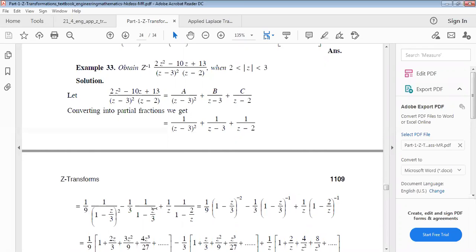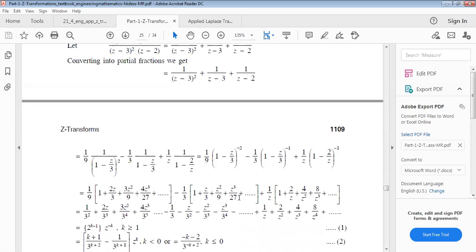Now from the second one, minus, we have to take 3 common also. But for the third one, 2 is less than |z|, right? So which is bigger? z is bigger, so we have to take z common here. Understand? Now making it inverse, to the power minus 2, this to the power minus 1, this to the power minus 1. Making every term inverse, we get three polynomials: this is a polynomial in z by 3, and this is a polynomial in z by 2.